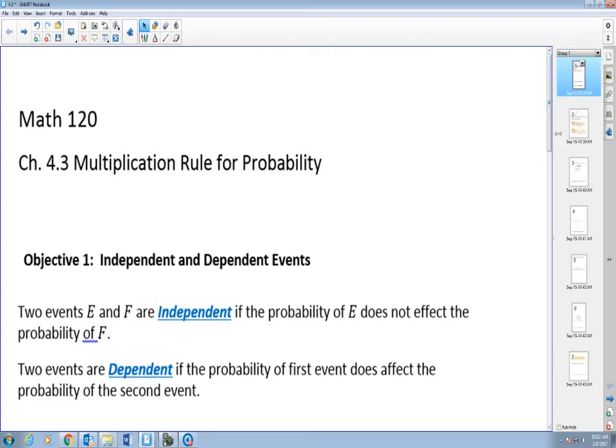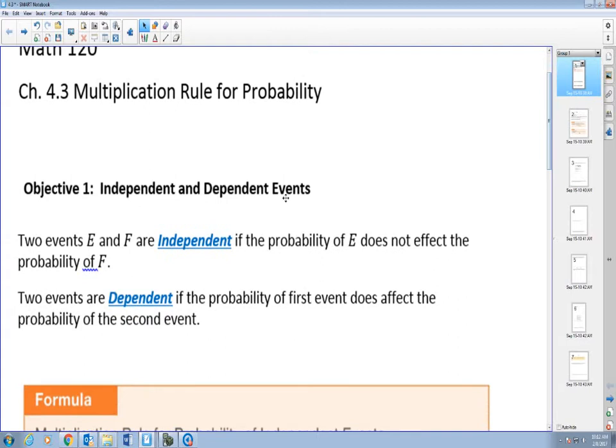All right, before we talk about the multiplication rule, let's take a look at the idea of independent and dependent events. So if I've got two events, E and F again, and E and F are independent, that means the probability of the first event does not affect the probability of the second event. That's called independence. If two events are dependent, that means the probability of the first event occurring does affect the probability of the second event. So here we have independent and dependent events.